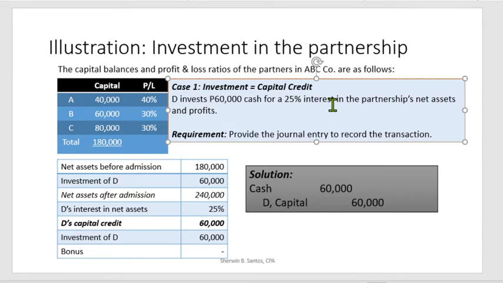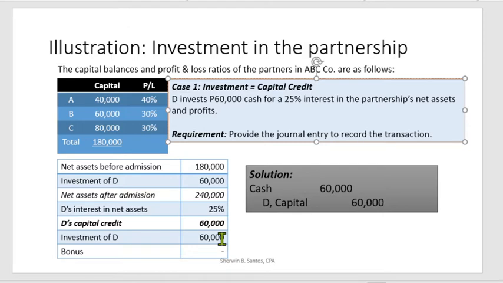So, ang first step dyan is to identify kung magkano ba ang net assets ng partnership. So, the net assets before admission is 180. Ito po yun, A, B, and C total, 180. Kung nag-i-invest si D ng 60,000, you add it. Investment of D. So, ang total net assets after admission is 180 plus 60, 240. Ang sabi, 25% interest daw ang gusto ni D. So, 240,000 times 25% is 60,000. Magkano ang ininvest niya? 60,000.